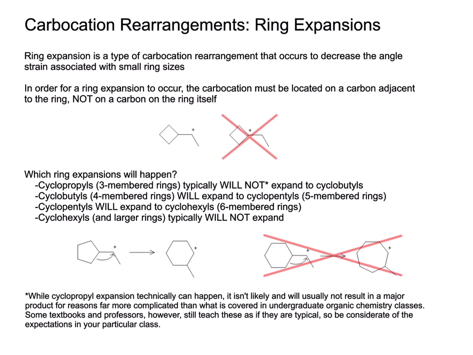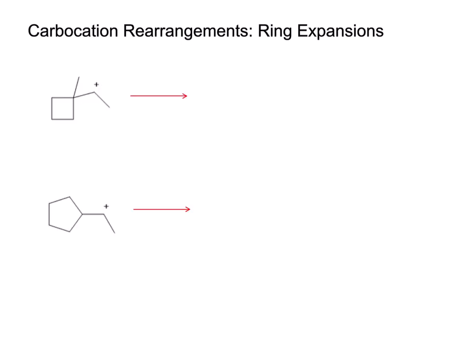so be considerate of the expectations in your particular class. Let's do a couple ring expansions to see how they actually work and how to draw them, because the drawing part is actually the trickiest part. In our first example, we have a cyclobutyl, and adjacent to the cyclobutyl, I do have a carbocation, so a ring expansion is likely to happen. Notice that's a secondary carbocation.